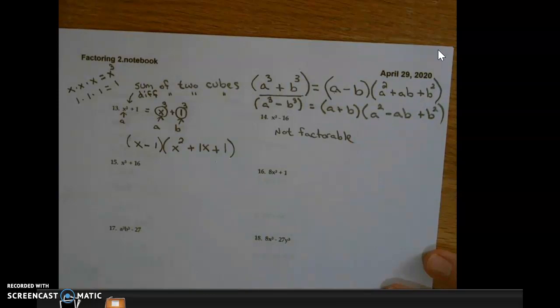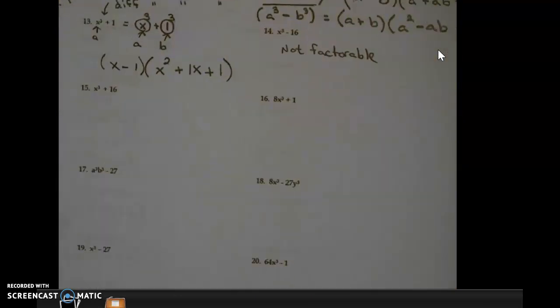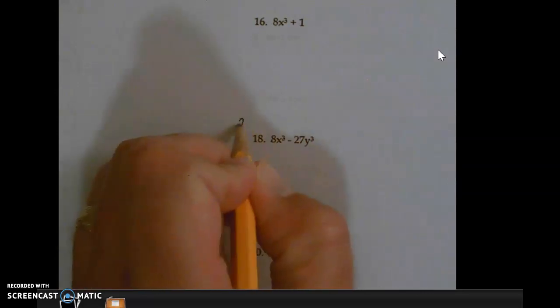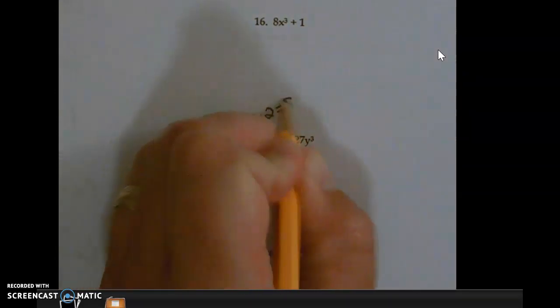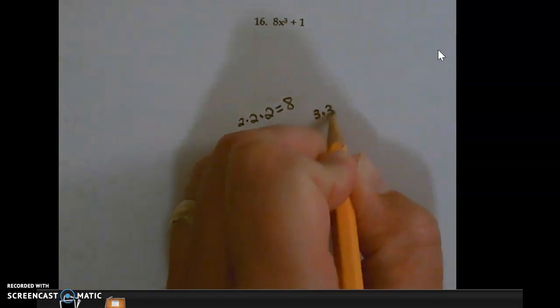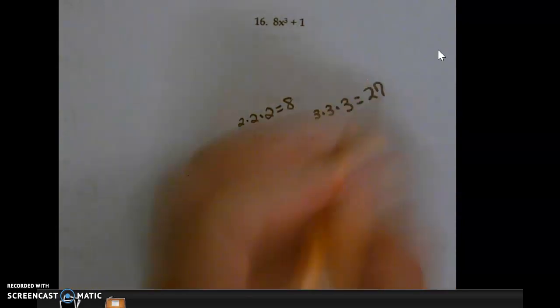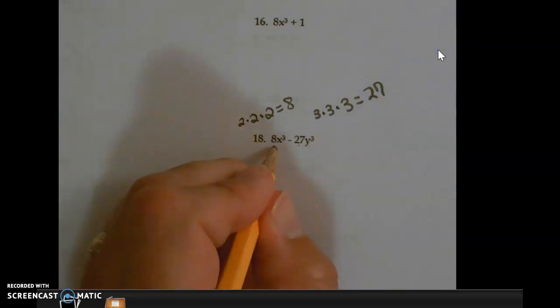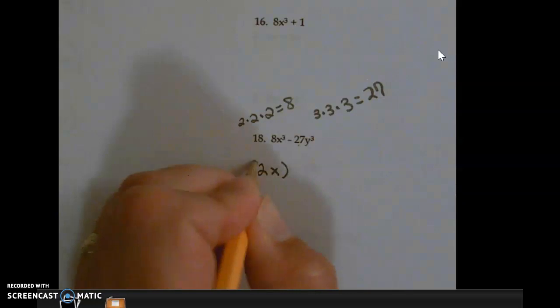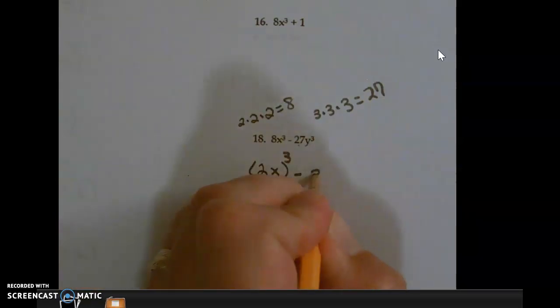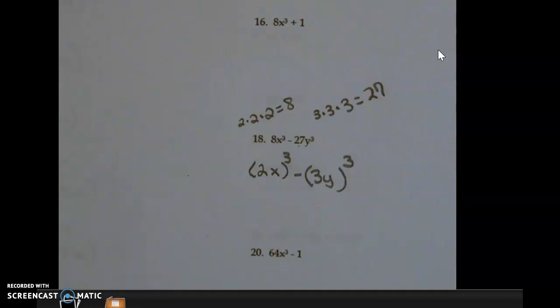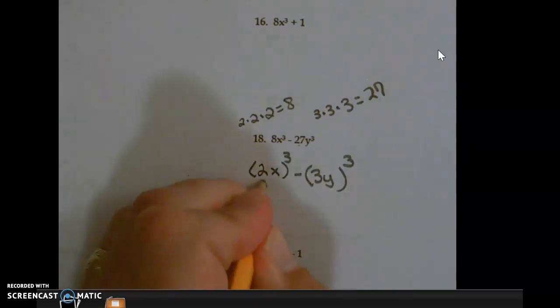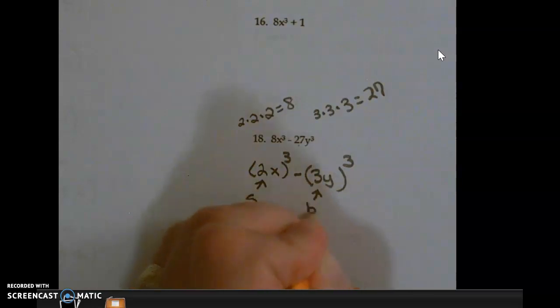All right, let's look at number 18 here. So 8 is a perfect cube because 2 times 2 times 2 is 8. 27 is a perfect cube because 3 times 3 times 3 is 27. Okay, so we're going to rewrite this as 2x cubed minus 3y cubed. This is going to be our a. This is going to be our b.